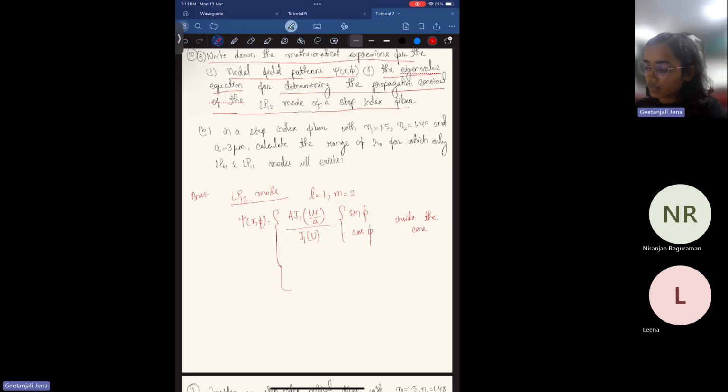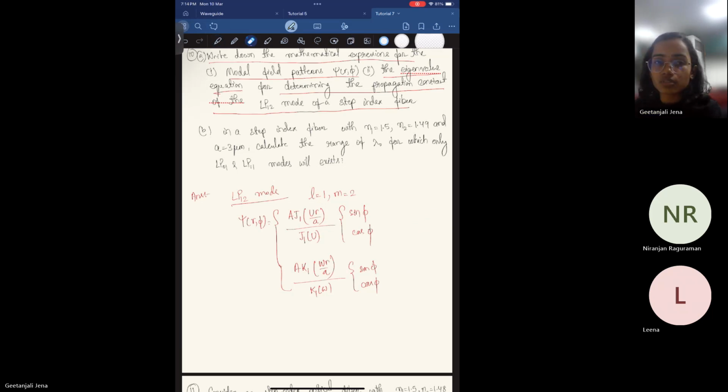And for the cladding, we have K1 (W R by A) over K1(W), times sin phi and cos phi. This is for R less than or equal to A, and this is for R greater than A.